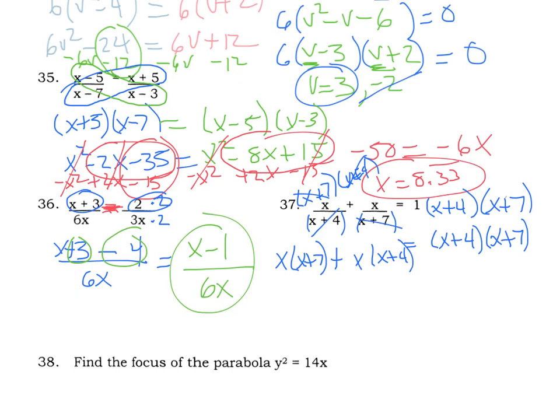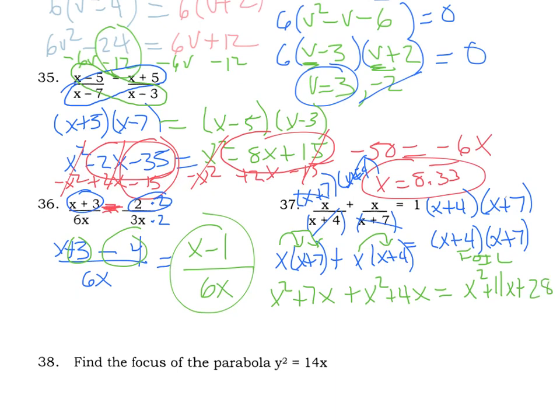So once I multiply through by the common denominator, all the fractions should cancel, and I'm just left with a single line that I have to solve. So I'm going to start to simplify. I'm going to start to distribute x squared plus 7x. I'm going to distribute x squared plus 4x. And over here, I'm going to have to play the FOIL game. So when I put all that together, I'm going to end up with x squared plus 11x plus 28.